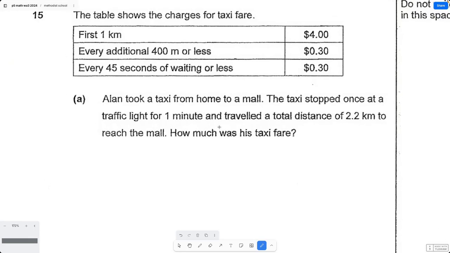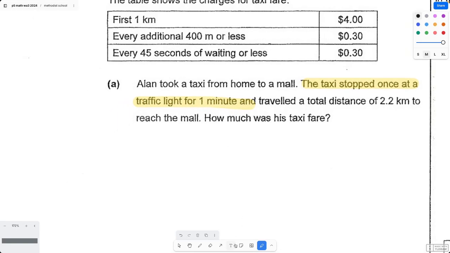Okay, so let's get started with the first part of this statement, which is the taxi stopped once at a traffic light for 1 minute. Okay, so a common mistake that students make is thinking, oh, 45 seconds is equal to, in this case, 30 cents, right?